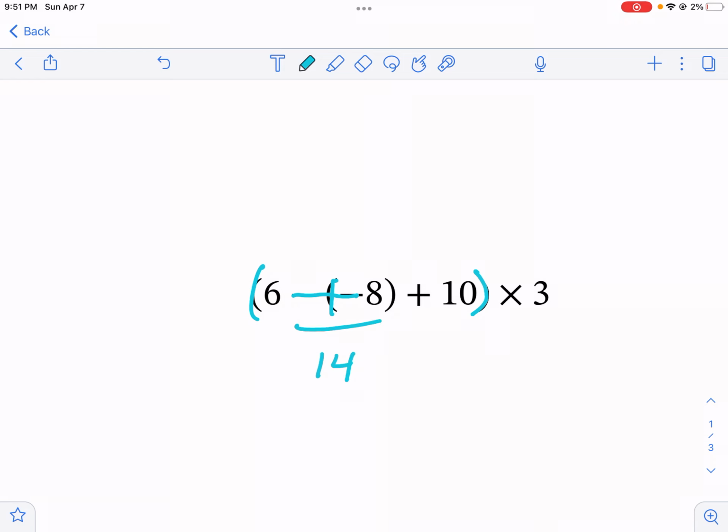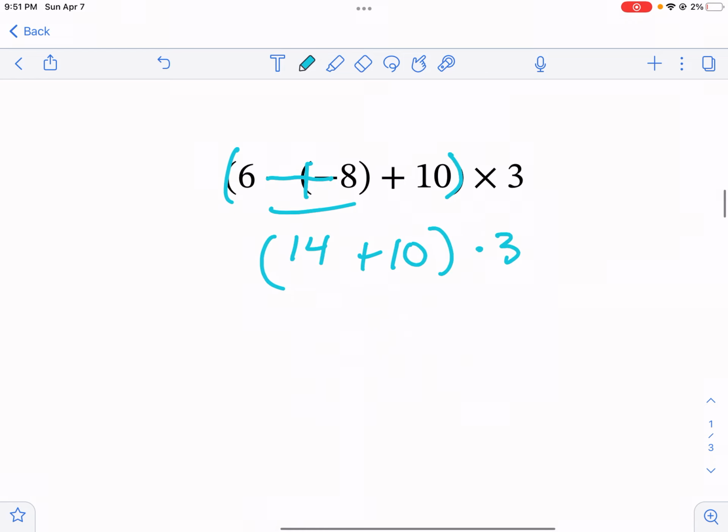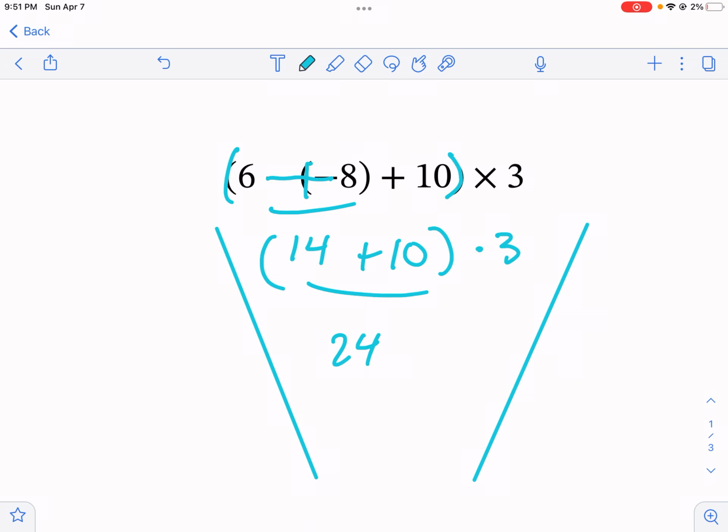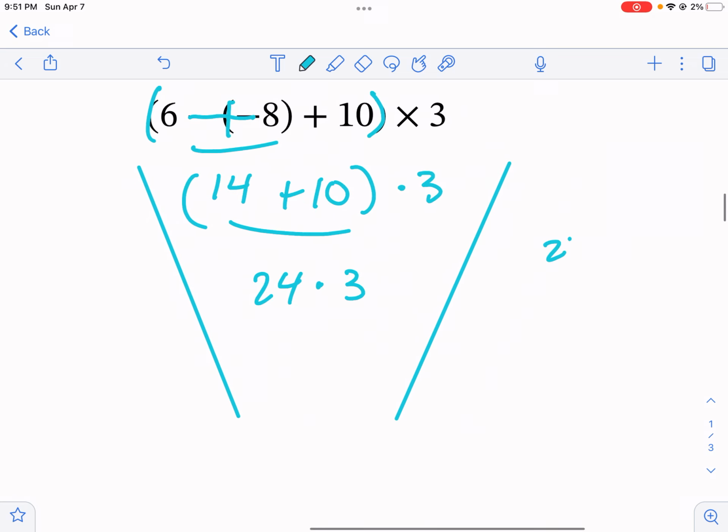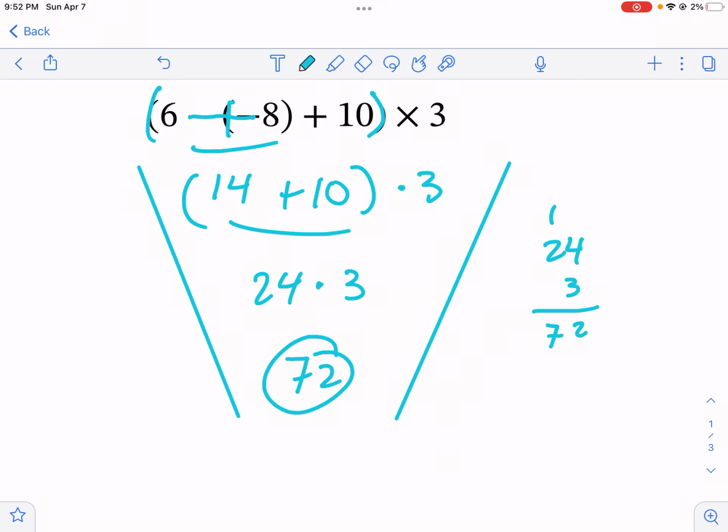And that is 14 plus 10 times 3. This is 24 when I add those together. Forgot my funnel. You can always add this later, but it's good to know that a good template to work with. Times 3. And now I have to do 24 times 3. That gives me 2. 3 times 2 is 6. Add 1, 72. 72 is my answer.